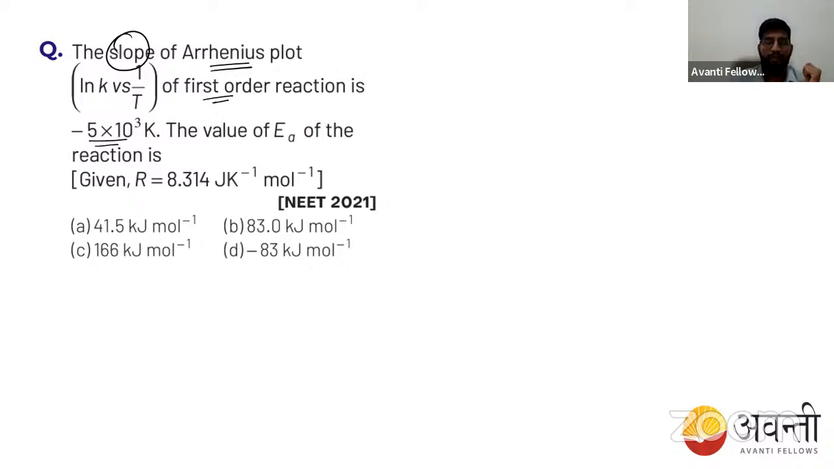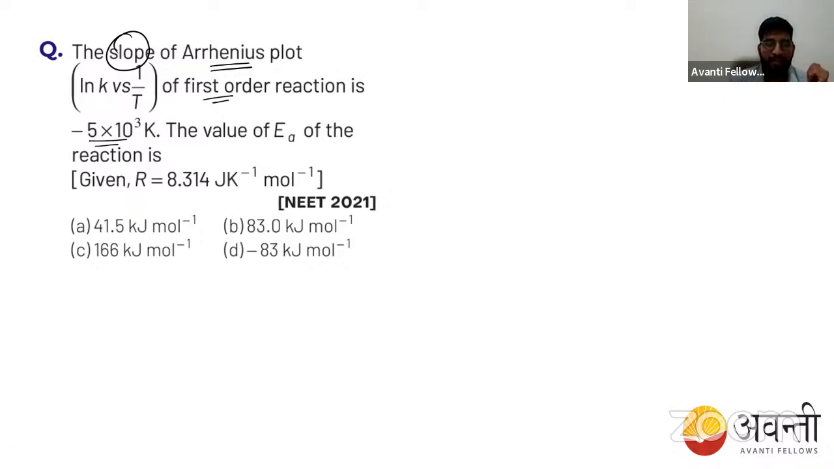So yeah, okay. I think I got many responses in the chat box. Let's discuss the question. The question says that we have a slope value for a plot of natural log of k versus 1 by T.